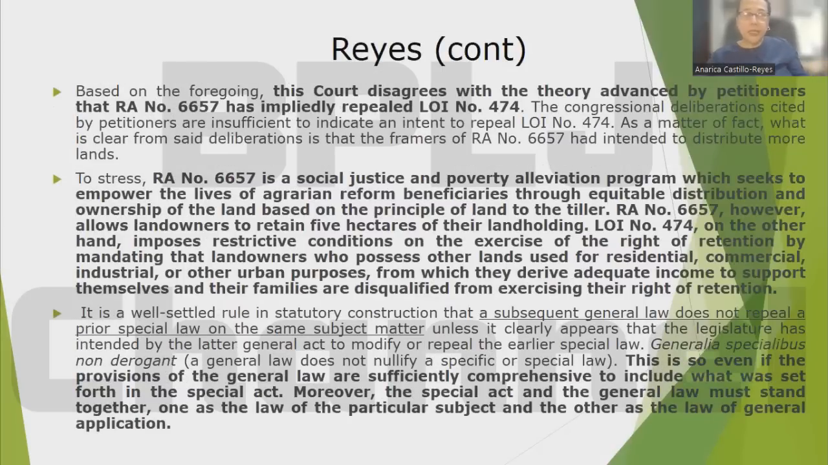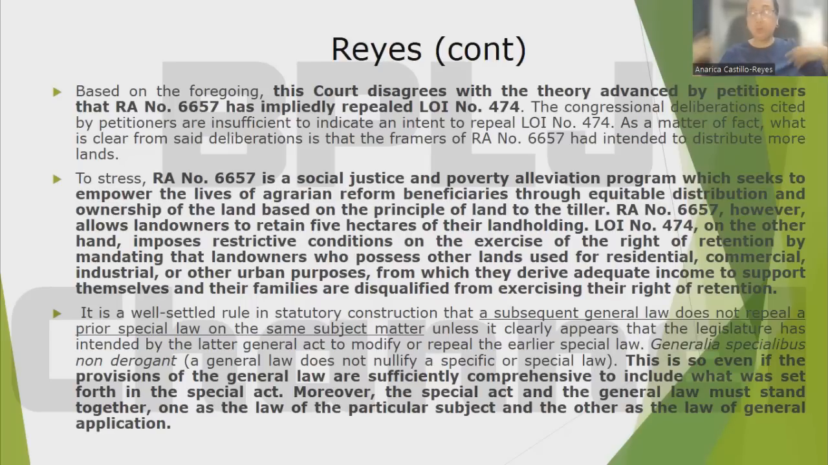Okay, the Supreme Court came to the conclusion that it disagrees with the theory that RA 6657 impliedly repealed LOI 474. RA 6657 is a social justice and poverty alleviation program which seeks to empower the lives of agrarian reform beneficiaries through the equitable distribution of lands. On the other hand, LOI 474 imposes restrictive conditions on the exercise of the right of retention by mandating that landowners who possess other lands used for residential, commercial, industrial, or other urban purposes from which they derive income are disqualified from exercising their right of retention.